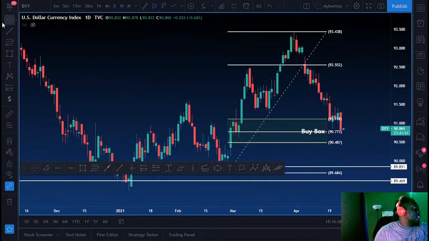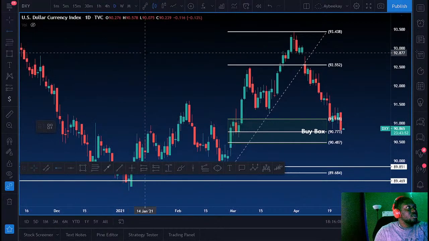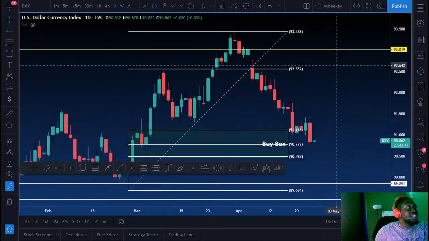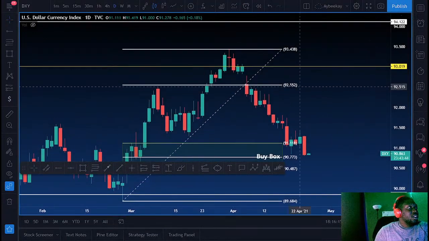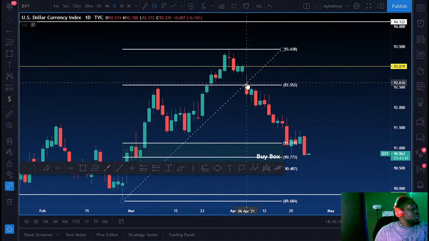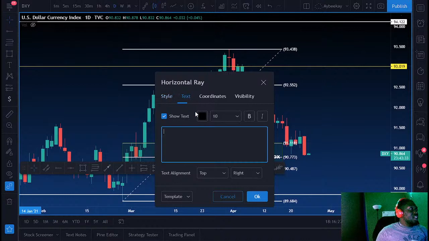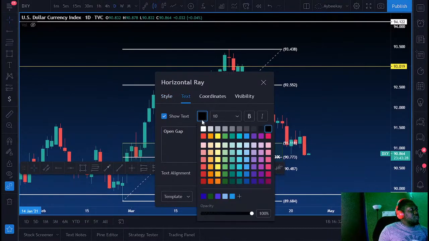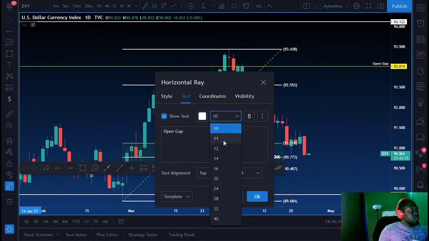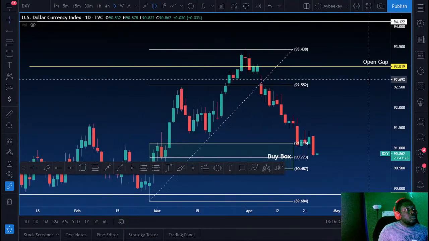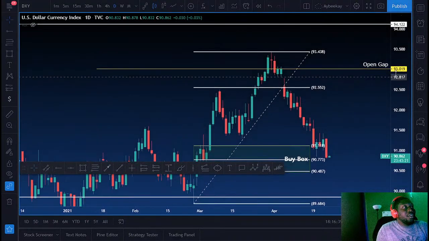And I also see this gap right here. There's this huge gap right here. Let me see what the open was on this candle. So there's a huge gap to the upside right here regardless. This open gap is something I'm going to be watching for regardless.